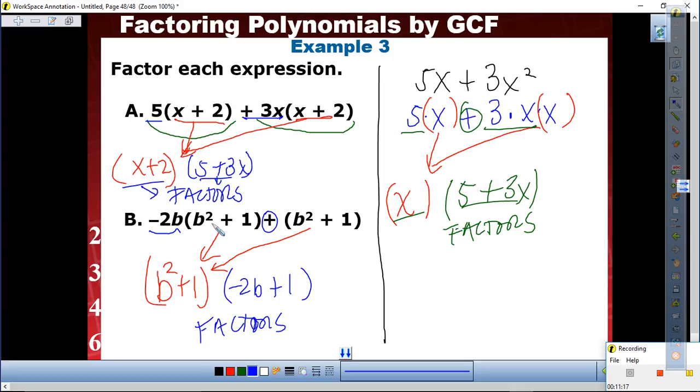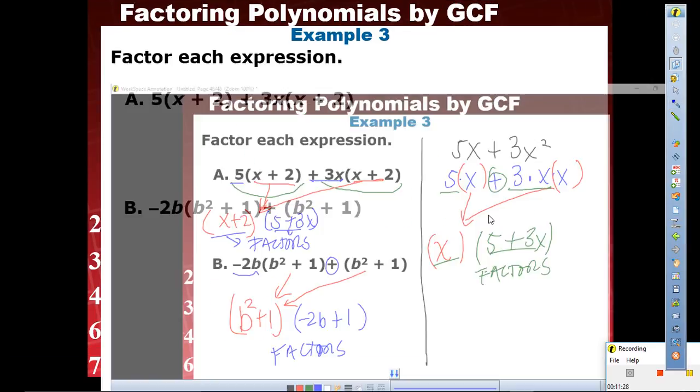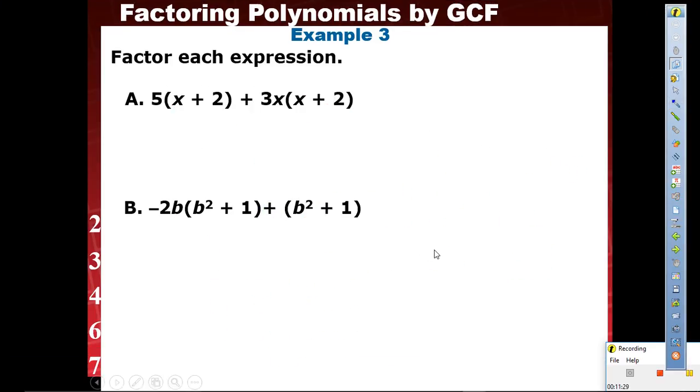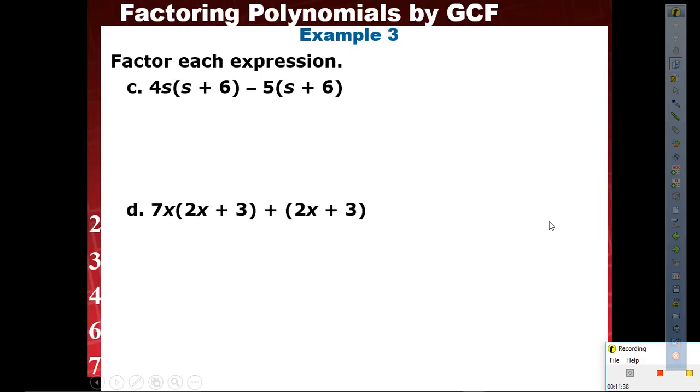The purpose was so that you can remember that there's a coefficient. All right, everybody there? Okay, therefore, examples C and D, do those by yourself. Let's see how you do. Copy that, please.